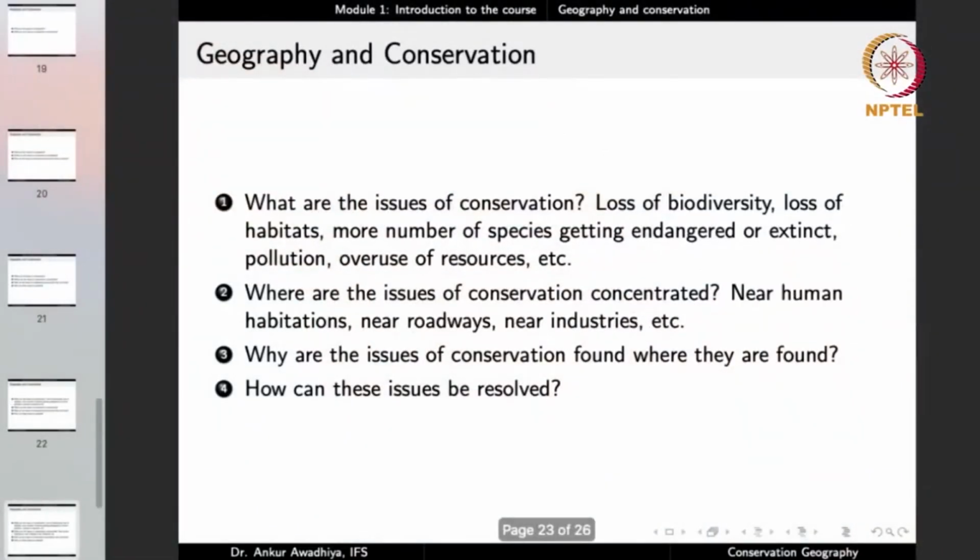So if we look at the locations, we can get the answer that a large number of these are located near human habitations, near roadways, near industries. Because when you have a human habitation nearby, then people would require certain resources. To get those resources, they will get the resources from nature. If the population size is large, if the affluence is large, if they have the requisite technology, then they will overuse the resources. They will over-exploit the resources. So near human habitations, we find a large number of conservation issues.